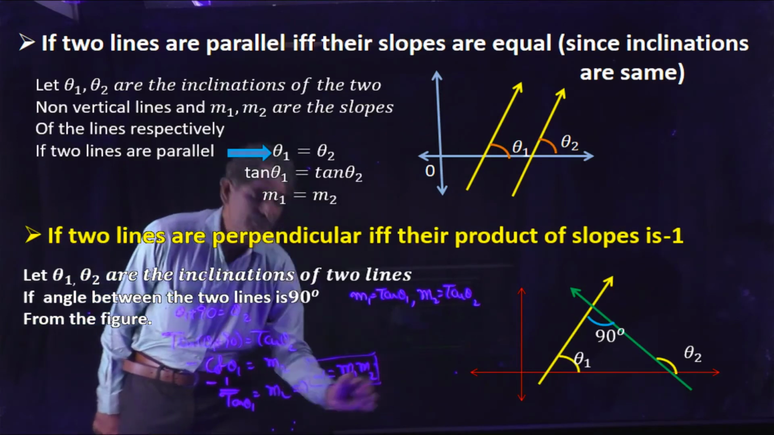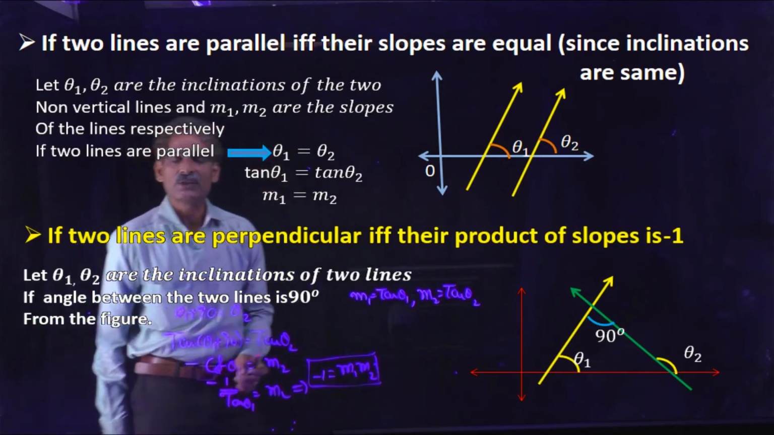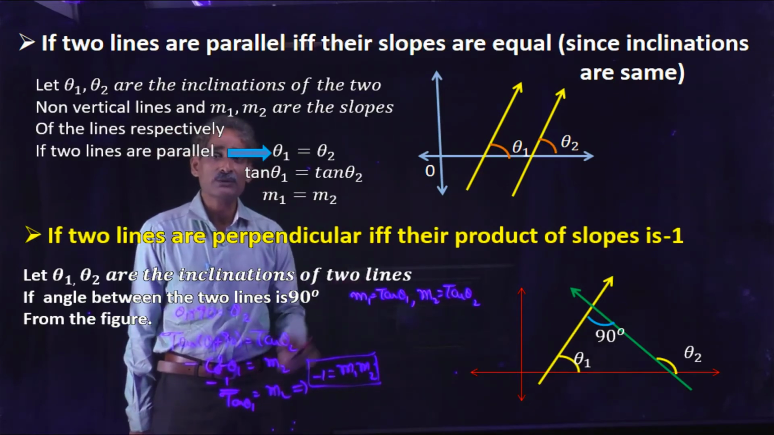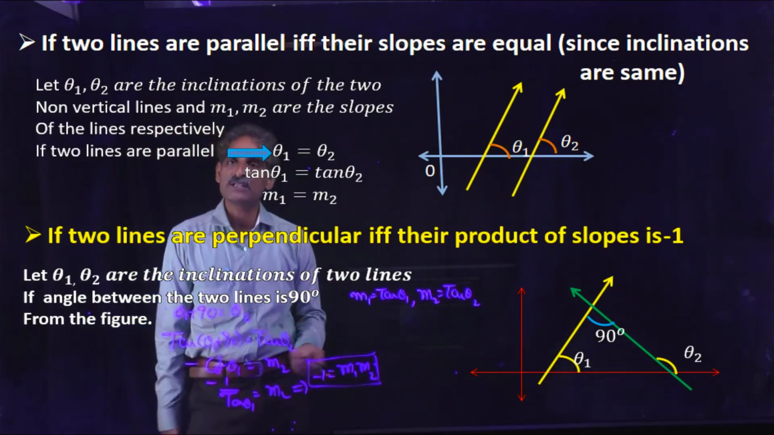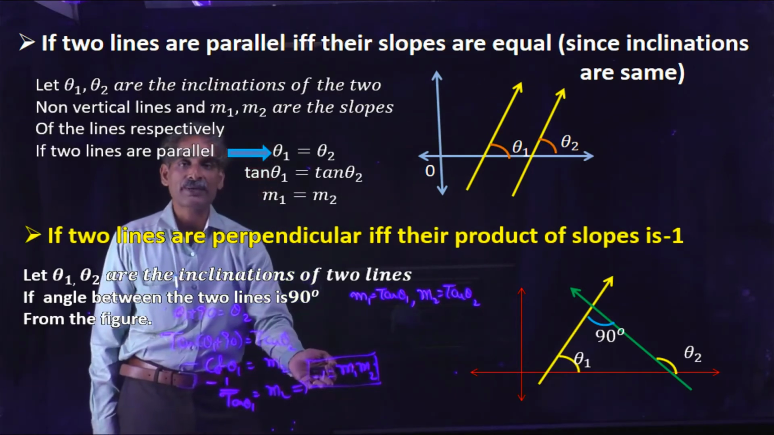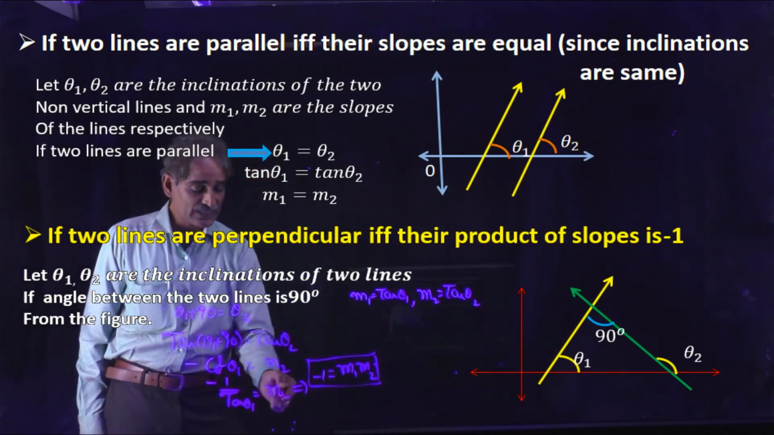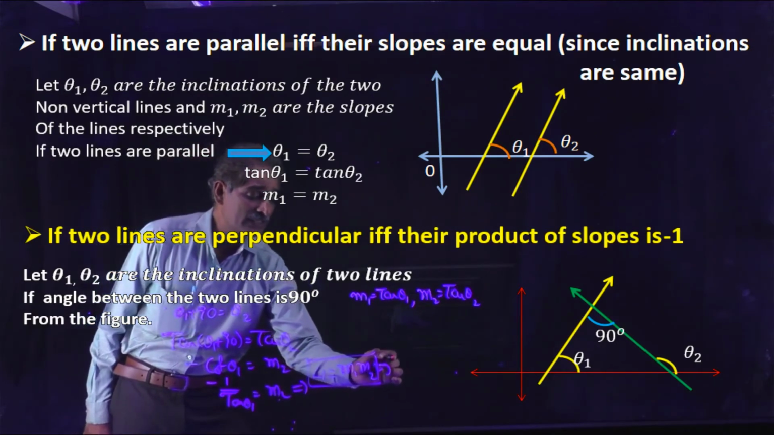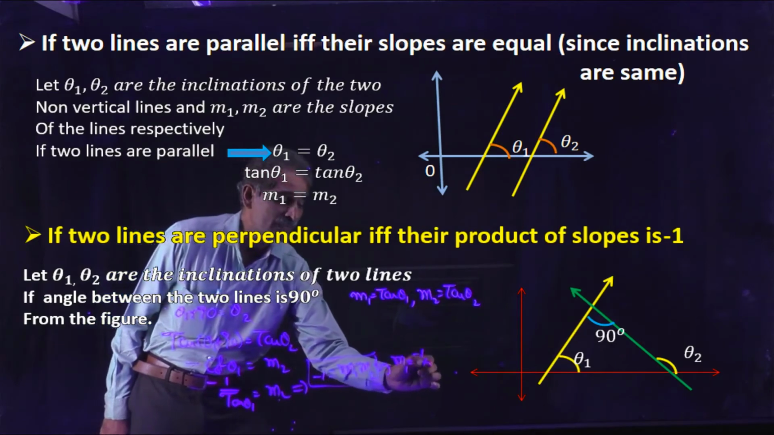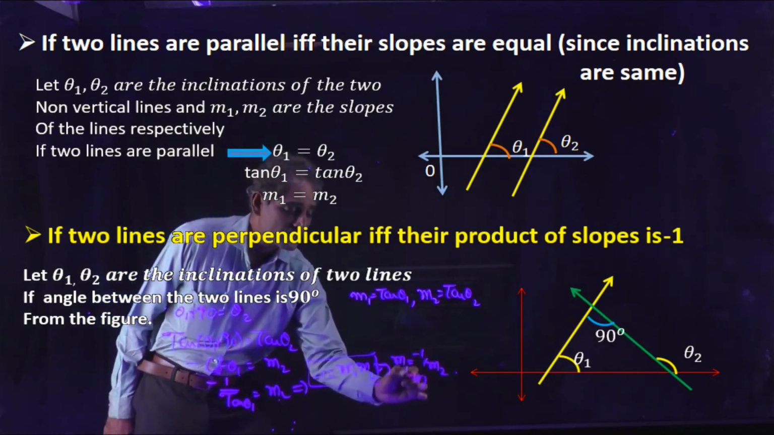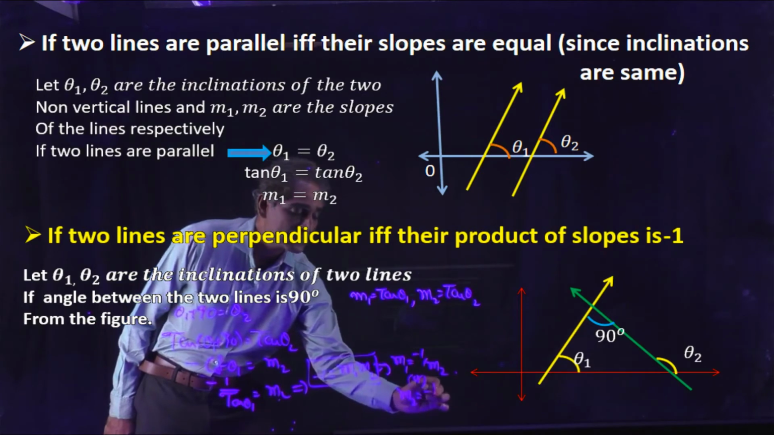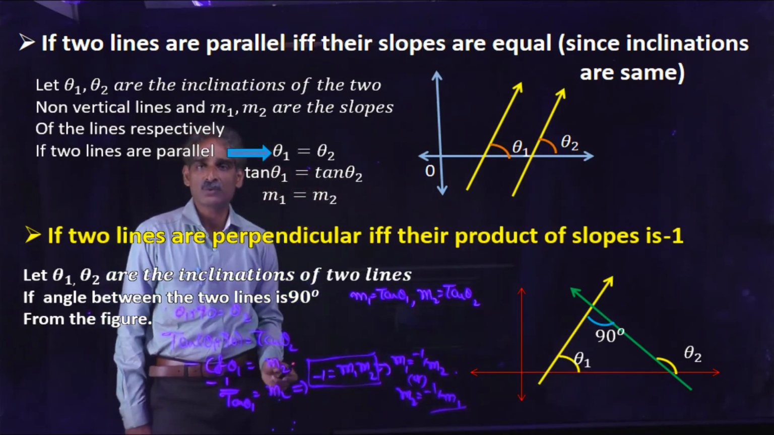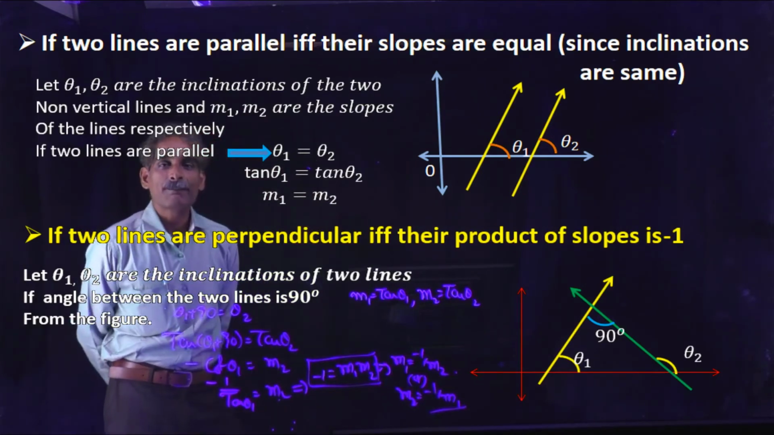This is the relation between the slopes of two lines when the lines are perpendicular. Here the two lines are perpendicular. The slope of the first line is m1, the slope of the second line is m2. Therefore the product of the slopes equals minus 1. If the slope of the second line is m2 and the slope of the first line is m1, then we can write m1 equals minus 1 by m2, otherwise m2 equals minus 1 by m1. These are the relations between the slopes of two perpendicular lines.